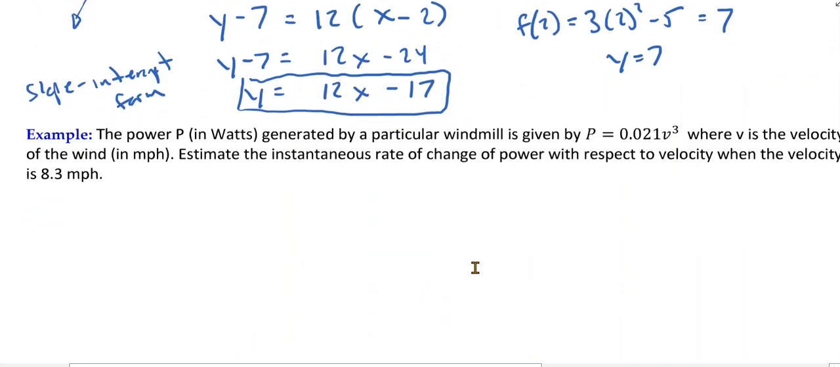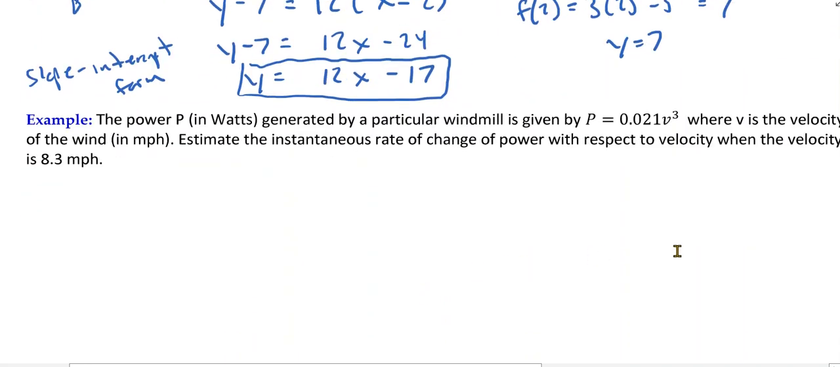Another one of our interpretations of the derivative is instantaneous rate of change. The power generated by a particular windmill is given by this function, P, which is power, with respect to V, which is velocity. Estimate the instantaneous rate of change of power with respect to velocity when the velocity is 8.3 miles per hour.